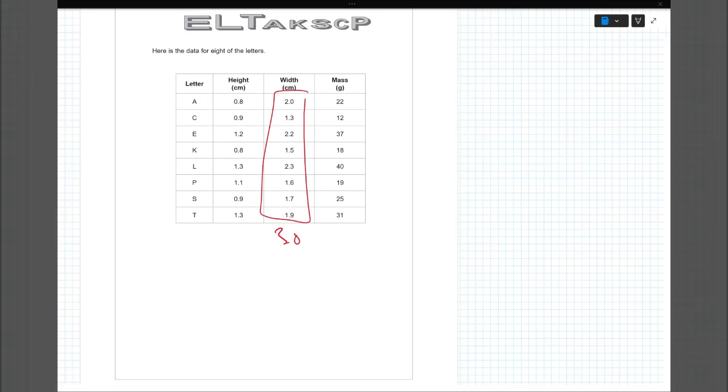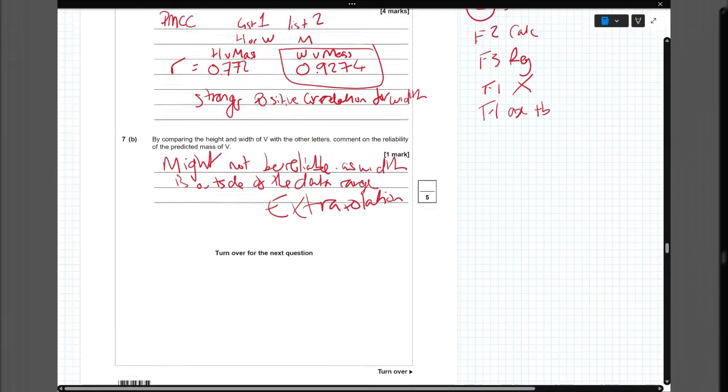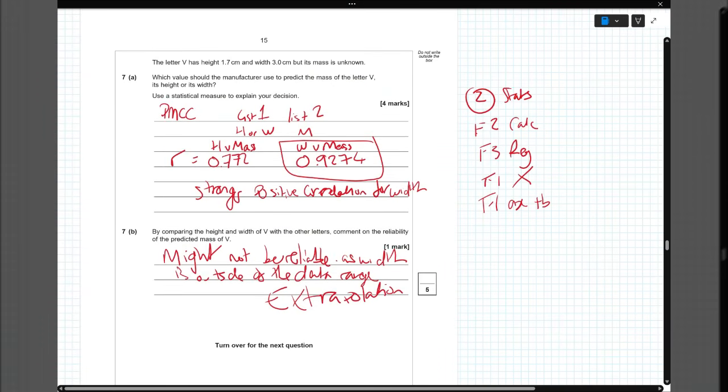Right, that is question 7 all done. Cheeky 5 marker, and I'll see you at question 8.